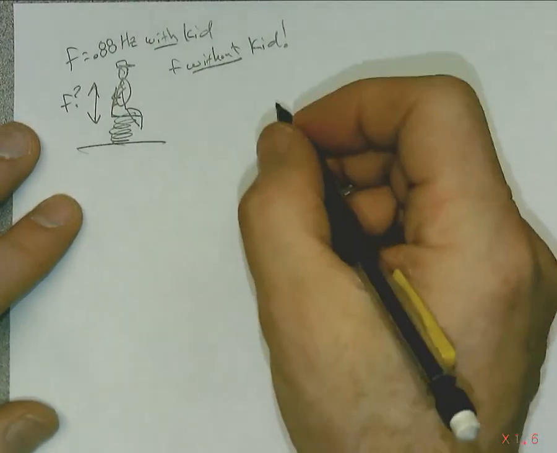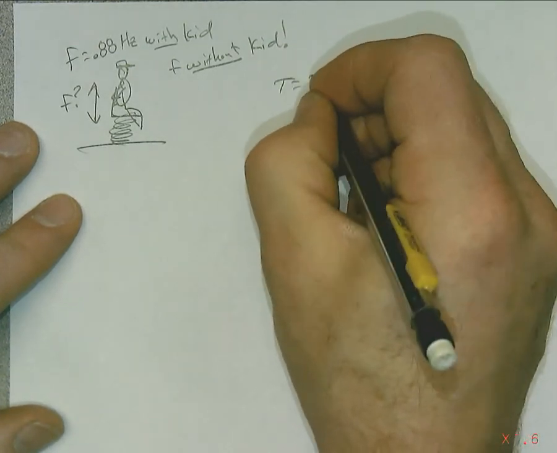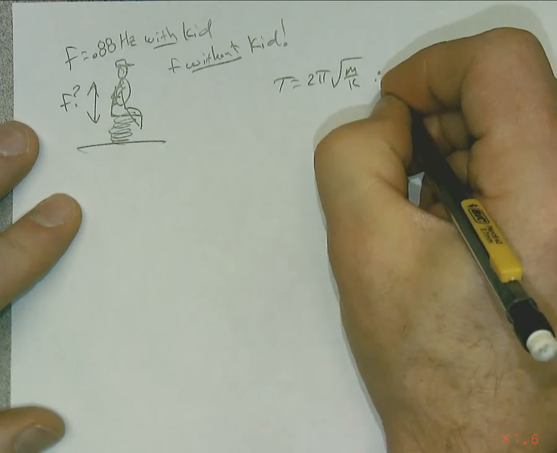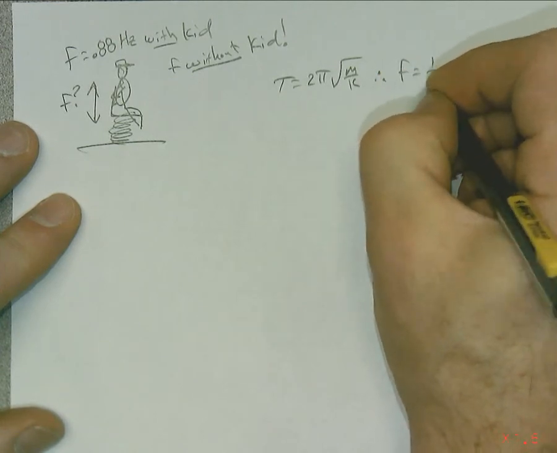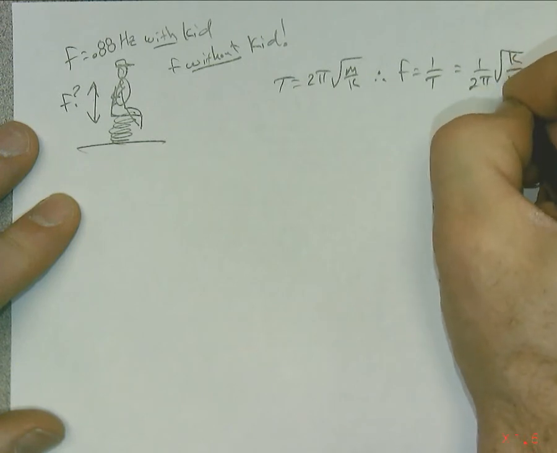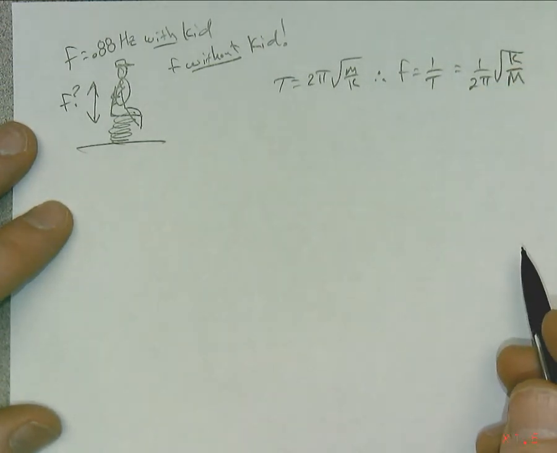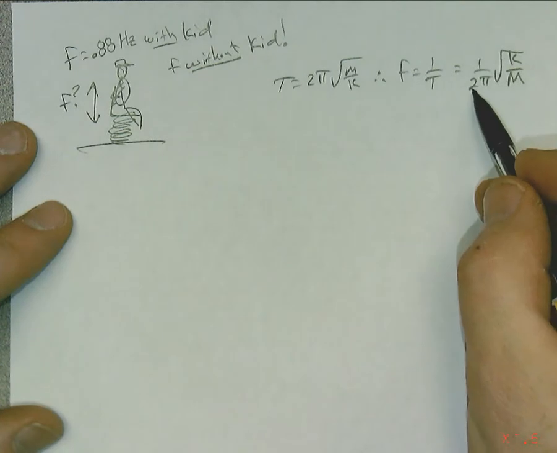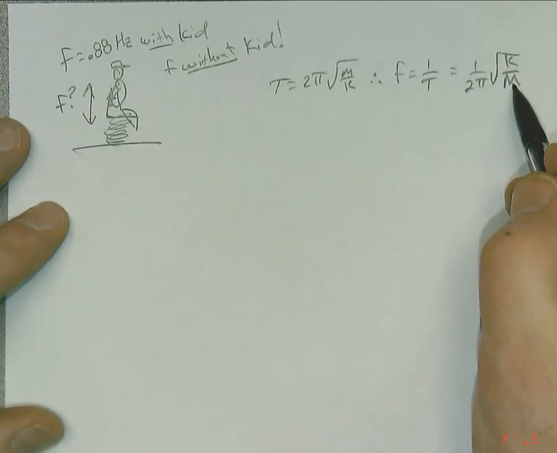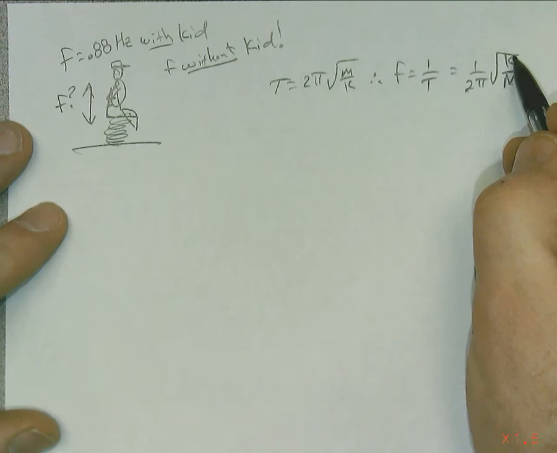Well, let's start with the big picture. Period is equal to 2 pi square root of m over k. Therefore, frequency, which is 1 over period, is 1 over 2 pi square root of k over m. So this is the formula we're going to use. Now we have two things we don't know, k and m. We know the mass of the kid. We don't know the mass of the horse, and that's something we're going to have to figure out. We also have to figure out what k is.